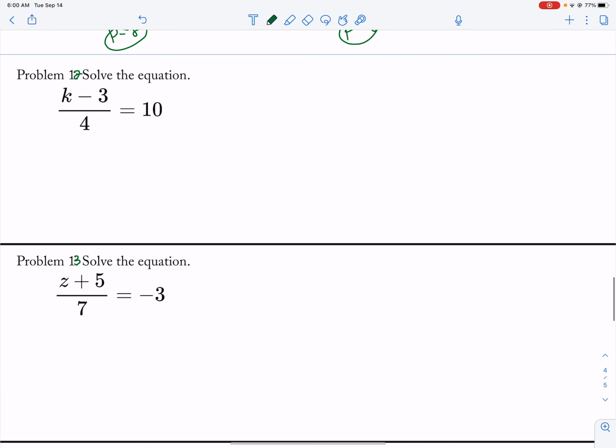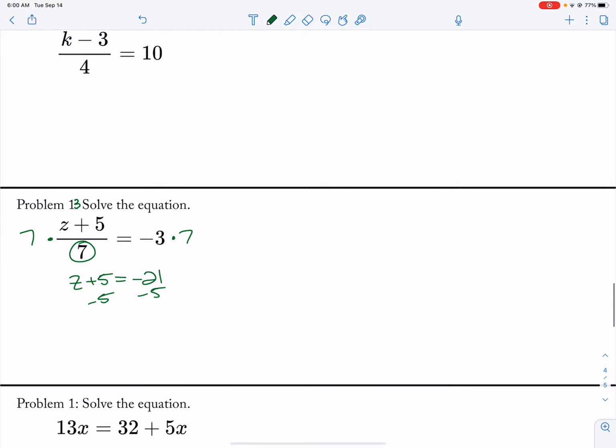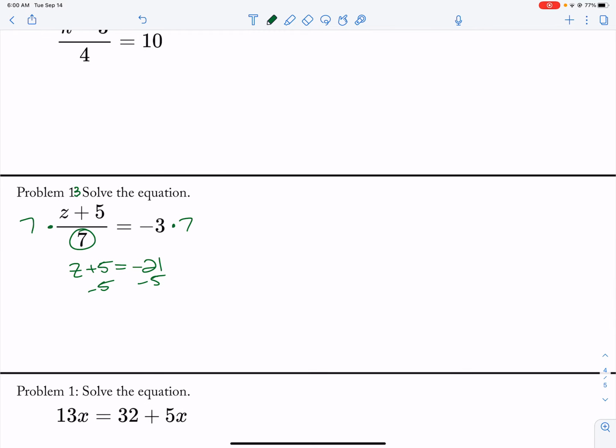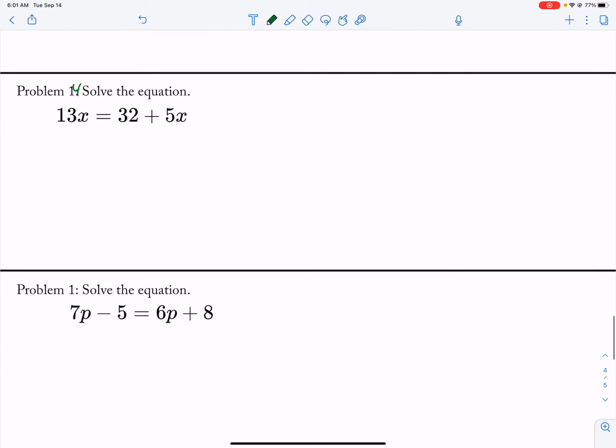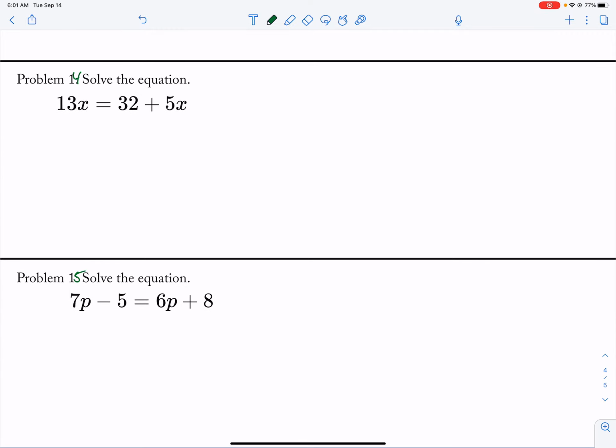This is question 13. You have to get rid of the denominator first. So I need to multiply both sides by 7. So then this is z plus 5 is equal to -21. Subtract 5 by both sides. A -21 minus 5 goes deeper in the hole. So then this is a -26. That question should have been 14. This question should have been 15.